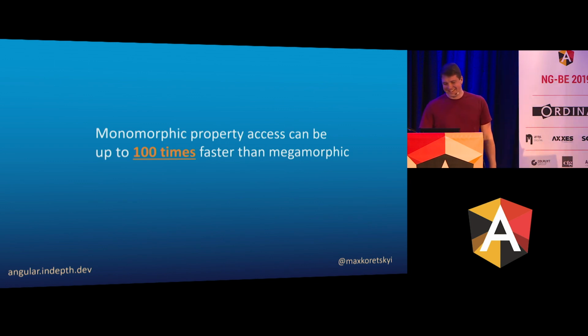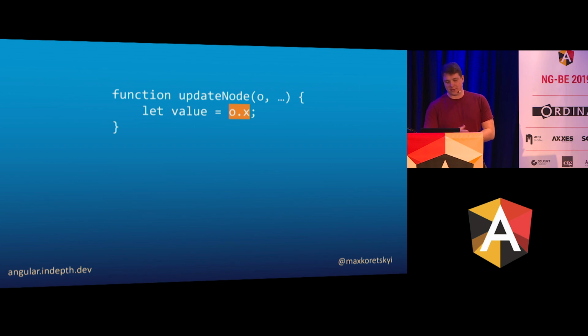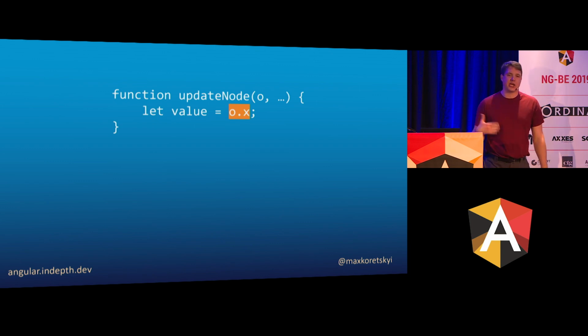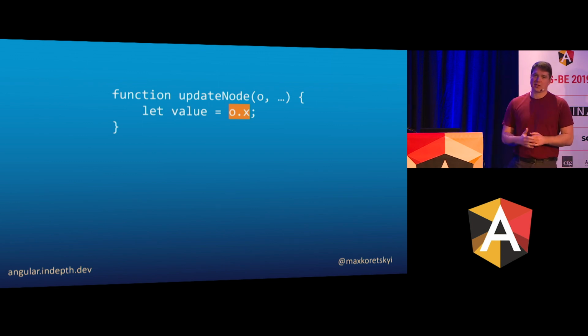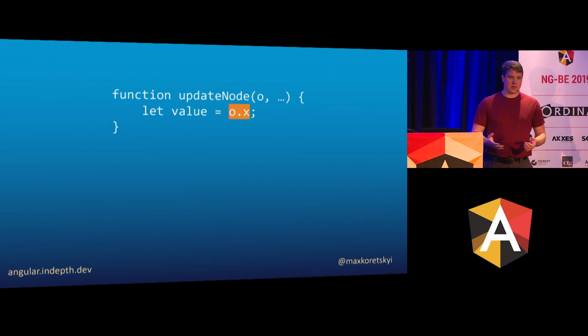Okay, so this is kind of a function that's used during change detection, okay? So here you have .o.x, which is a property access. You use it every day. So can we say if this is a monomorphic property access or megamorphic, by just looking at the function? It's actually interesting that we cannot.